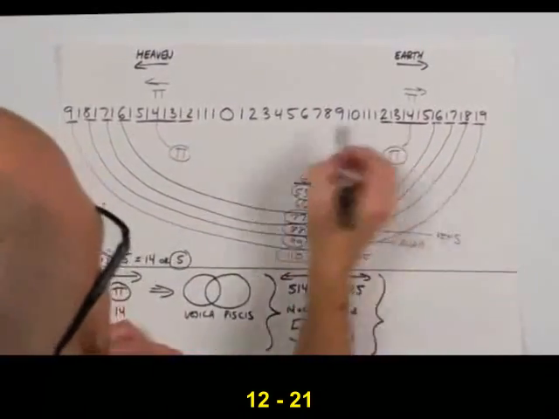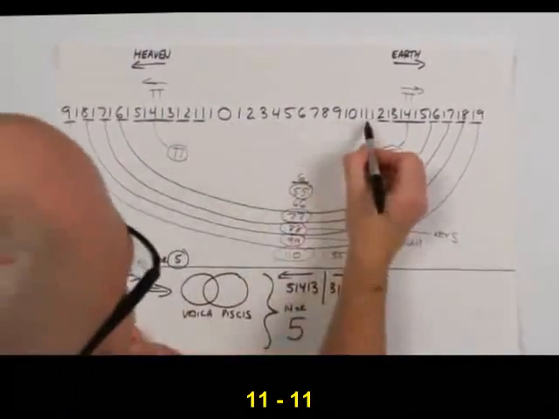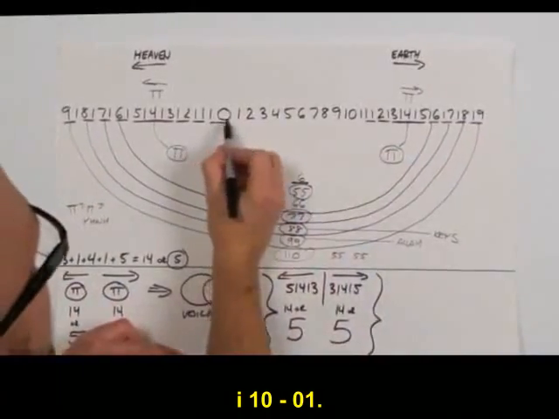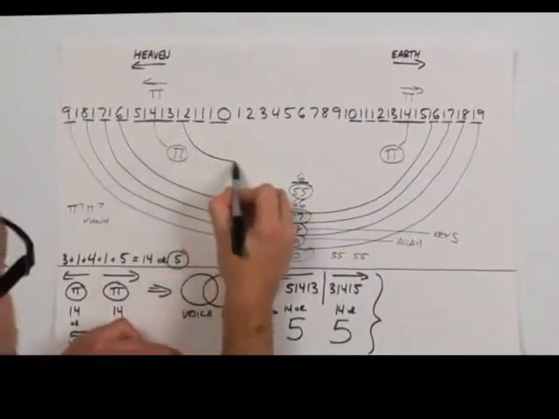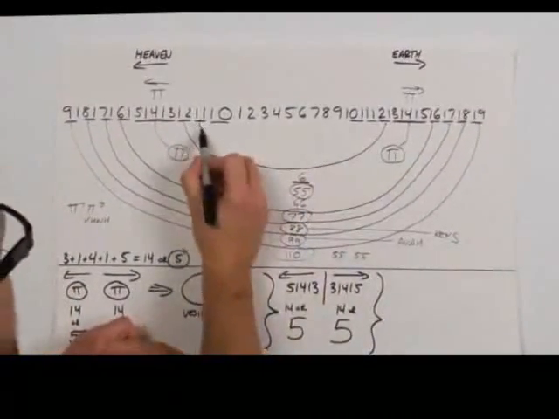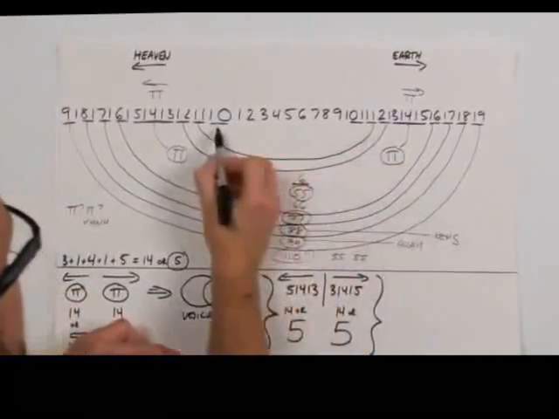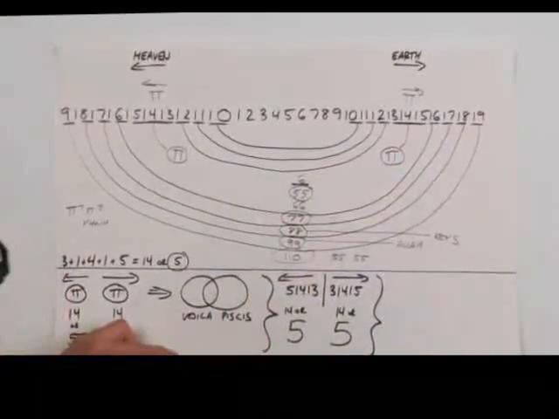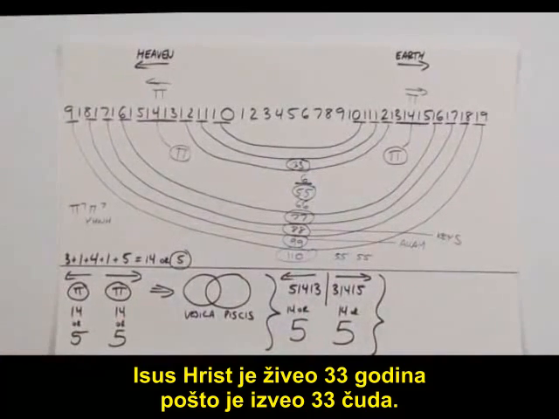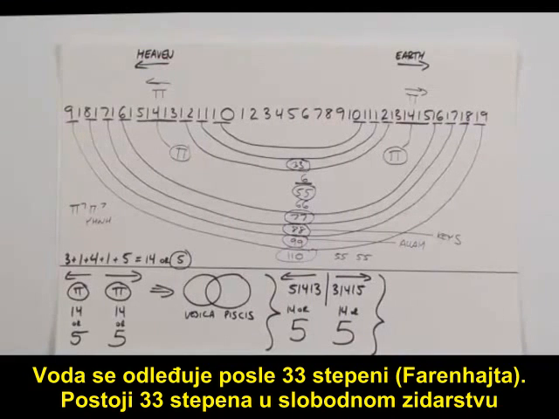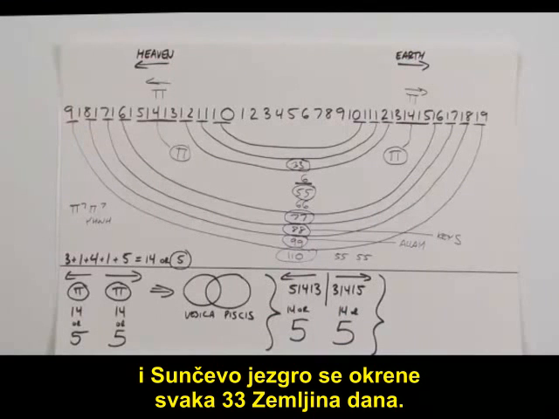12, 21, 11, 11, and 10, and 01. 12 plus 21 is 33. Jesus Christ lived 33 years after performing 33 miracles. Water unfreezes at 33 degrees. There are 33 degrees in Freemasonry, and the sun's core rotates once every 33 Earth days.